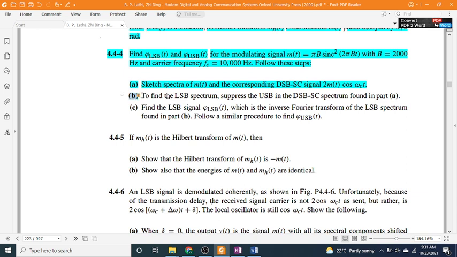B. To find the LSB spectrum, suppress the USB in the DSB-SC spectrum found in part A. C. Find the LSB signal φLSB(t), which is the inverse Fourier transform of the LSB spectrum found in part B. Follow a similar procedure to find φUSB(t).